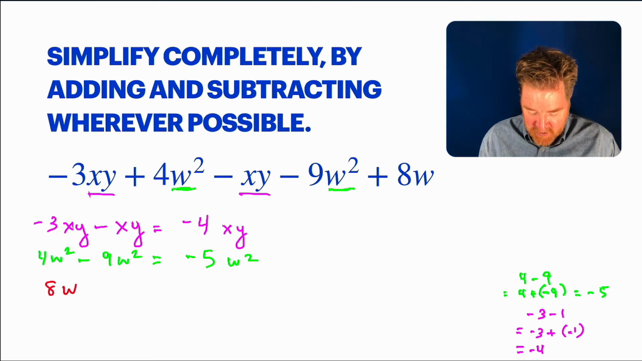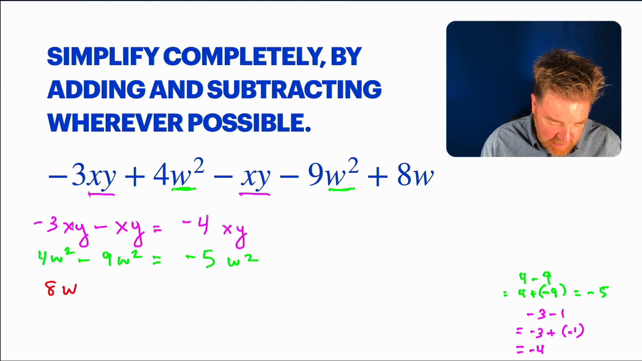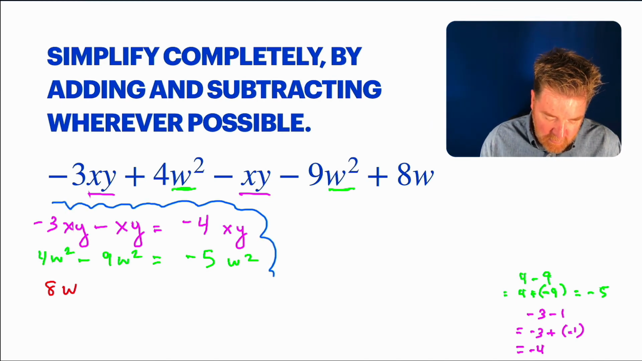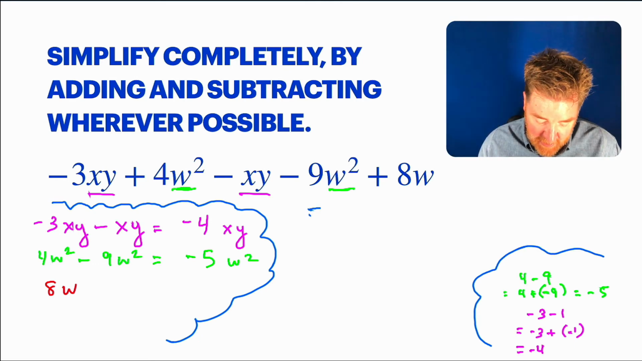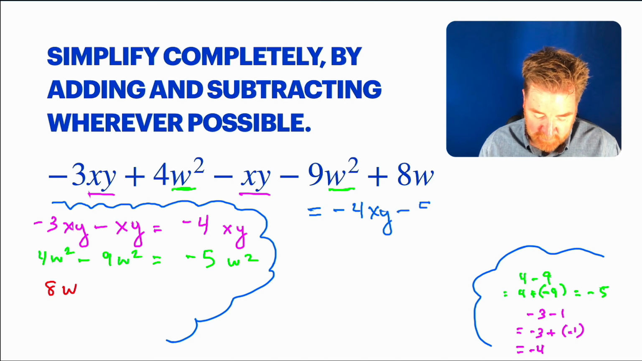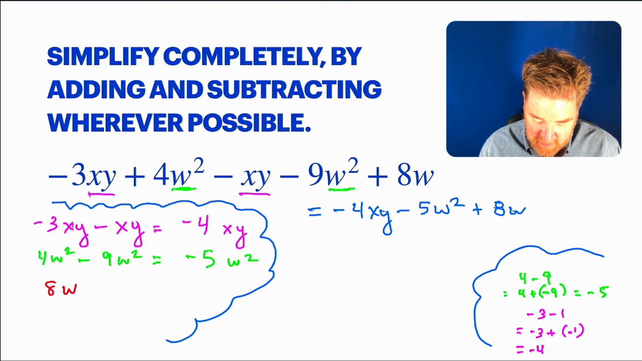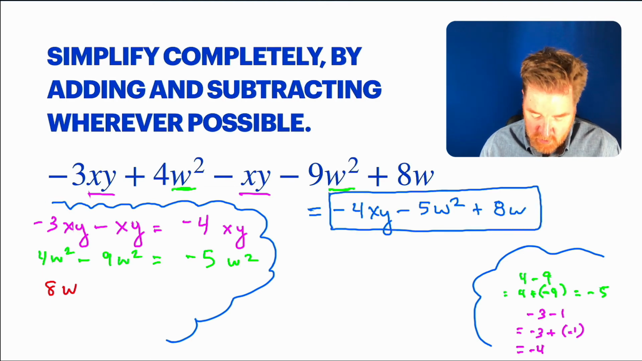Here, I'll write it down just so he doesn't feel left out. All right? So, what does this equal when all is said and done? Let me circle off our scrap work there. What we get is, evidently, negative 4xy minus 5w squared plus 8w. That is our final quantity.